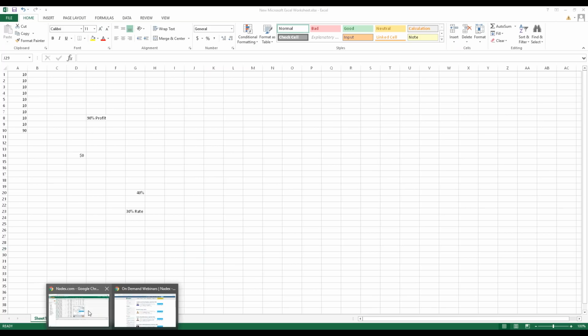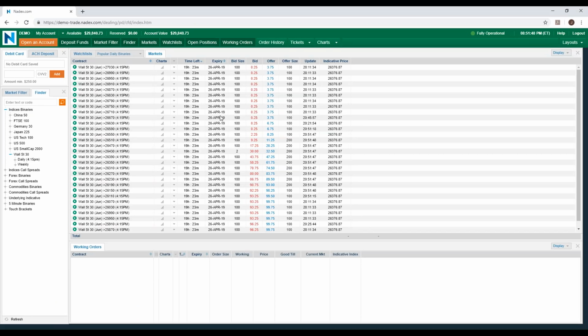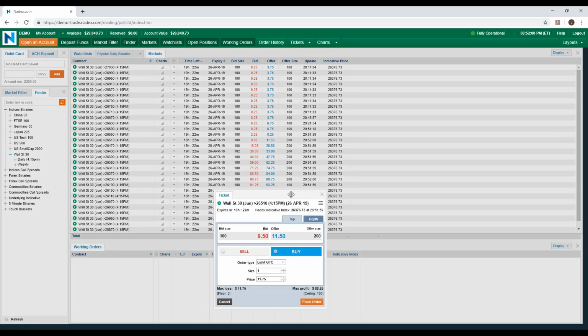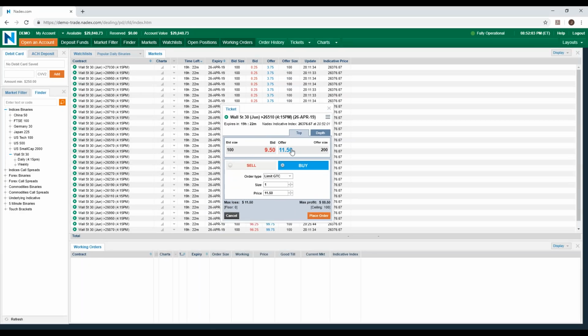Okay, let's look at the Nadex platform again. If I were to buy this binary right here for 11 bucks, what's my maximum loss? $11. What's my maximum profit? $88. So let's just call this 10 and 90, right? So I risk 10 to make 90. Make sense?